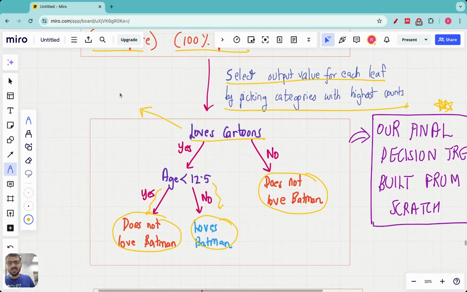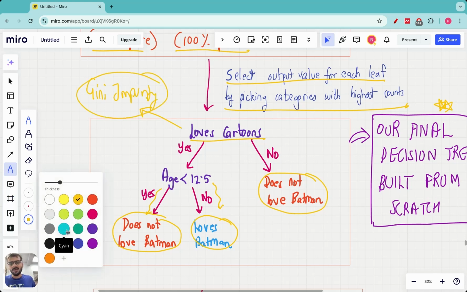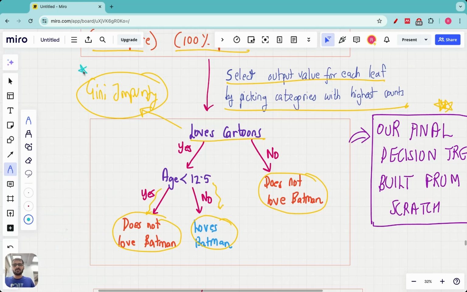Just by using one mathematical metric, the Gini impurity, we decided which question to be asked at different nodes. And that proved to be a very powerful tool for us, Gini impurity. There is another tool which people sometimes use and that's called entropy. I covered it in the same lecture as Gini entropy. So you can go through that lecture to see the similarities and differences between Gini impurity and entropy.